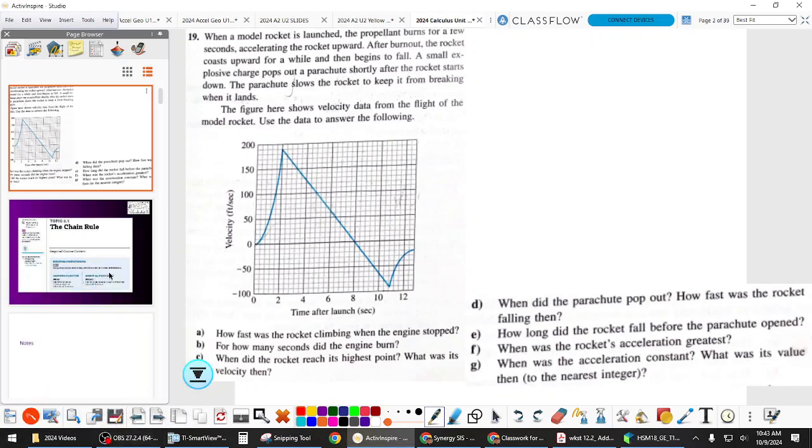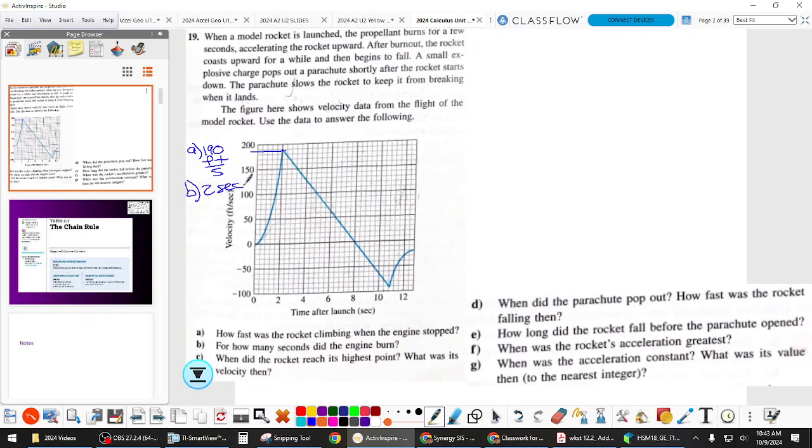So how fast was the rocket climbing when the engine stopped? Where on here does that happen? 2 seconds. Yeah, so right at the top. So what is that? 1, 2, 3, 4, 5. So part A, 190 feet per second. Yep, thanks for that. All right, for how many seconds did the engine burn? That was 2.